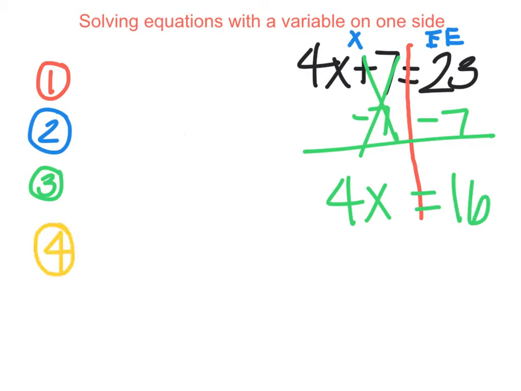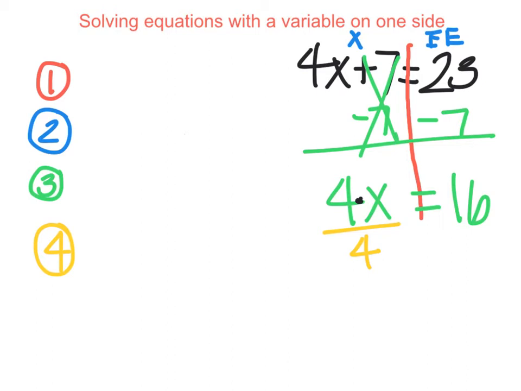Our fourth and final step is to get x by itself. Remember that when we have a number and a letter attached to each other, a coefficient and a variable, they are being multiplied. There's a multiplication symbol there in the middle that we don't necessarily see, but it is there. To undo multiplication, the opposite of that is to divide. So we're going to divide by 4.